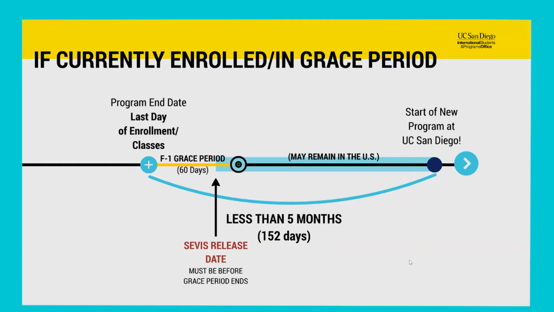Okay. Once your SEVIS record is released to UC San Diego, so on your SEVIS release date, you may remain in the US. You do not need to depart the US. Okay. You may remain in the US upon your SEVIS release date and await your program to start in the fall quarter. During the pending transfer period, which is reflected here in this teal box, you can remain in the US, and there are a couple of other things that you may be eligible to do, and we'll go over that at the end.